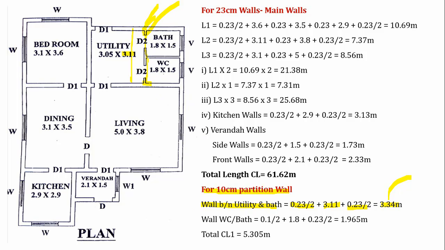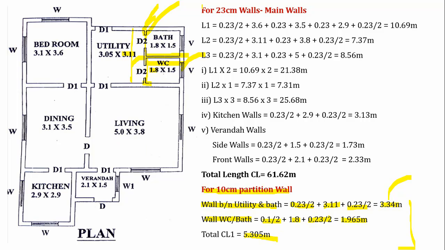Next we will try to calculate this horizontal length. So here, if you see this wall length, that is the wall between WC and bath. This is WC and bath. This wall we will try to calculate. This is a 0.1 meter wall. Therefore center means 0.1 divided by 2. So here in this x direction this length is 1.8 plus, this is a 230 mm wall, therefore it is 0.23 by 2. So you will get the answer as 1.965 meters. If you add up these two lengths, you will get the answer as 5.305 meters.